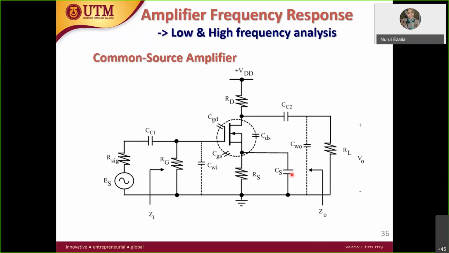For the high frequency, you have to include all the internal capacitance. Internal capacitance means junction capacitors that you cannot see, but you have to put between the junctions: between gate and drain, between gate and source, and between drain and source. This is the gate, this is the drain, this is the source. You also include the wiring output capacitance.